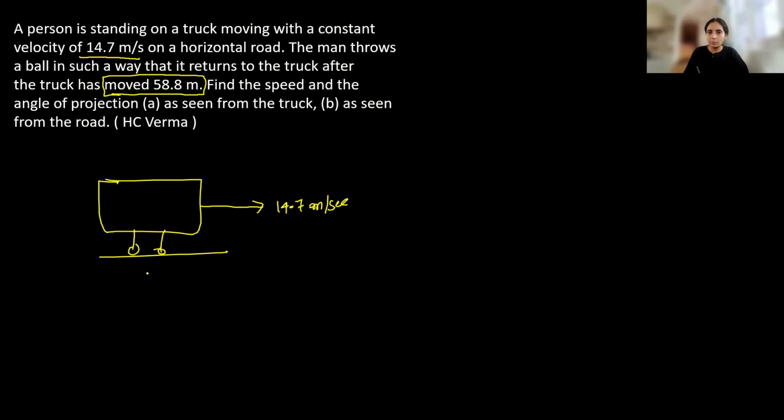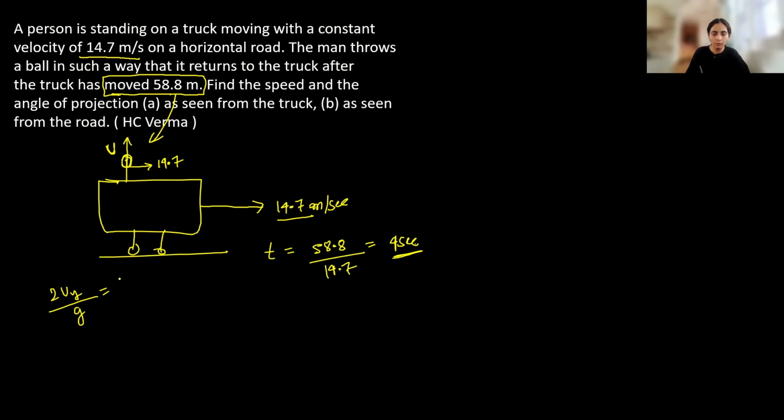So कितने टाइम में वो इतना डिस्टेंस कवर करेगा ट्रक, सो आप निकाल लो t इक्वल टू 58.8 by 14.7, since it is moving with constant velocity. This will give you 4 seconds, so the time of flight of that ball is going to be 4 seconds. And this ball is getting thrown, let's say, upward with some velocity by this person, and since this truck is having velocity 14.7, it will come out with this velocity also. ठीक है, and then it has a certain vertical velocity. Vertical velocity आप easily निकाल सकते हो क्योंकि time of flight आपको पता है, so 2u_y by g is equal to 4 second, and this will become 2 and 2 into g, that is 20, so u_y is equal to 20 meter per second.